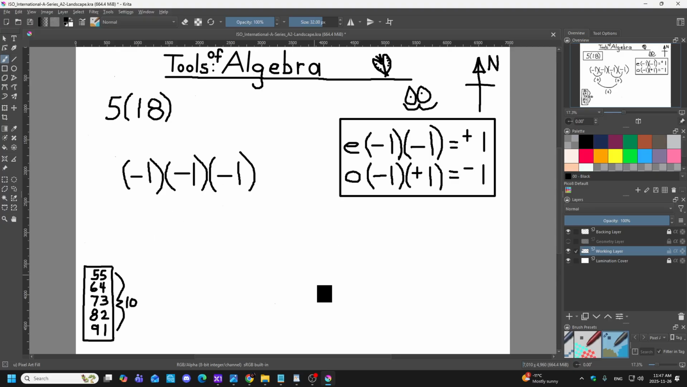Same thing here. Positive. We still have this negative, so I have to bring it down. So positive times a negative is a negative. Always.